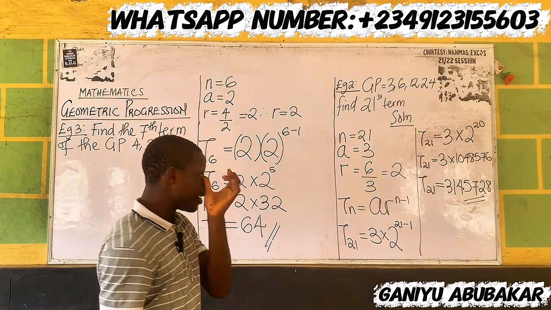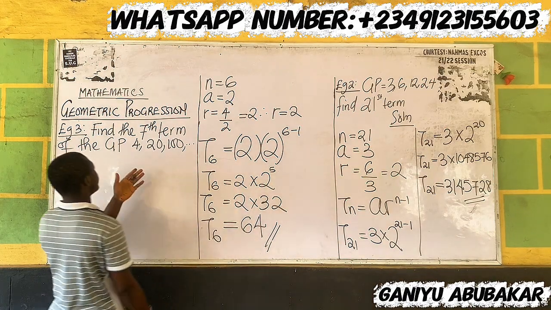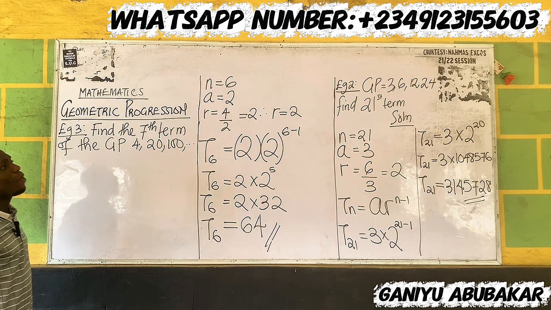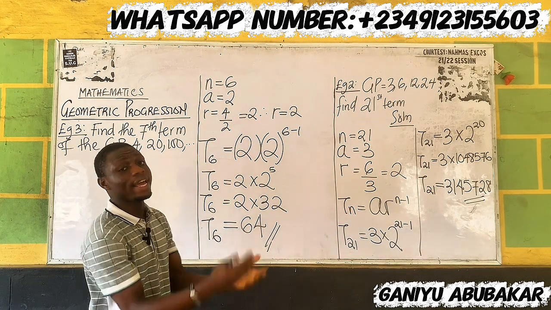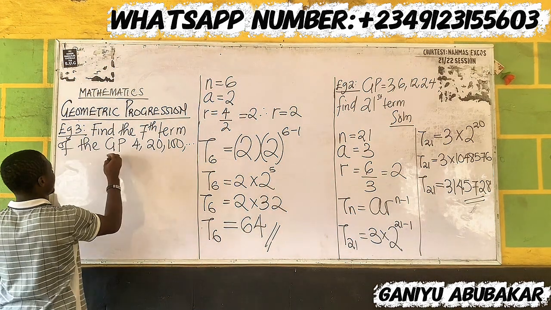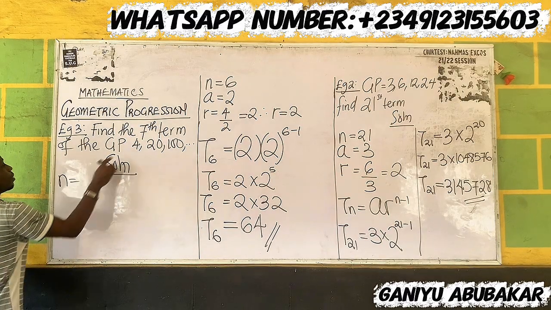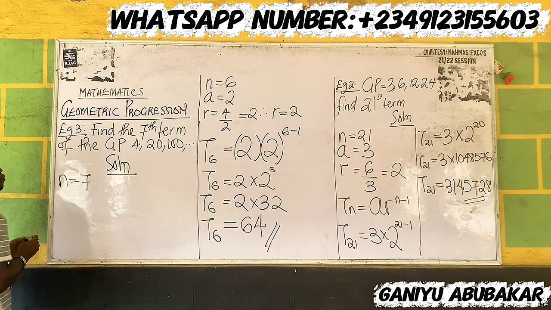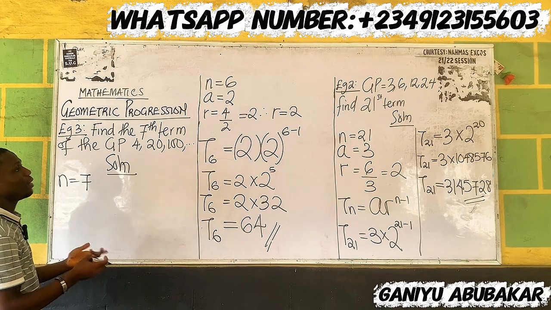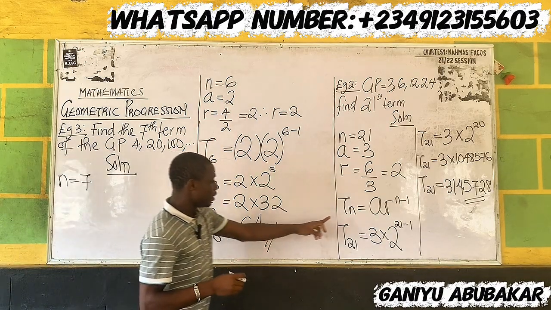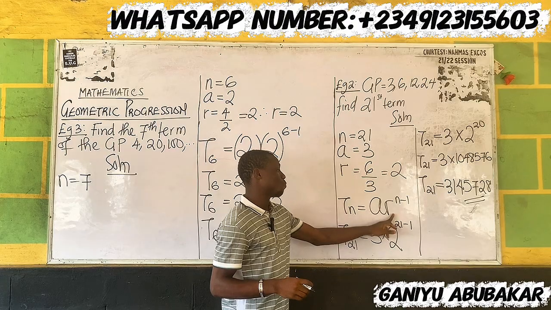As implied, the data is in place. So find the seventh term, it means that we said n is the number of terms, and we're asked to find the 7th term. So it means that n is 7. And to find the nth term when dealing with a GP, the formula is simply Tn equals a r to the power of n minus 1.